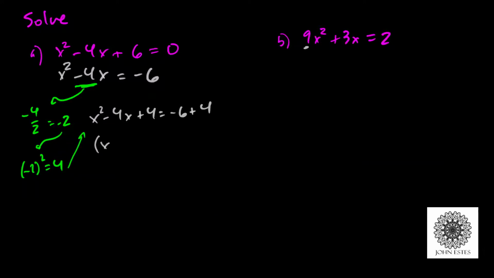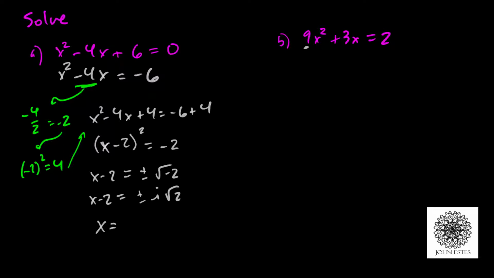So now this is going to factor as x minus 2 quantity squared equals negative 2. And from there I can do the square root method. So I have x minus 2 equals plus or minus the square root of negative 2. So that's x minus 2 equals plus or minus i square root of 2. And finally, x equals 2 plus or minus i root 2. And there are my two solutions.